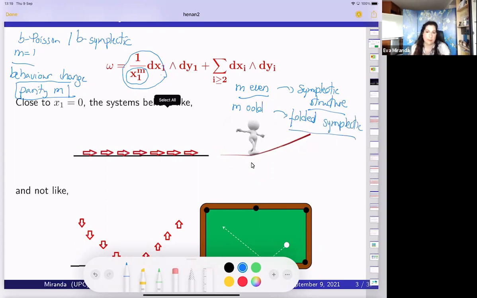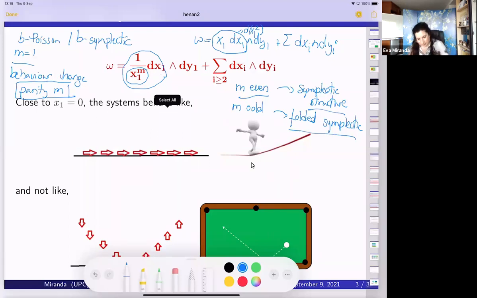This word appeared in my first class, and this means that omega is of this type. I can write this as a differential form of this type plus higher order terms. I also need to be dealing with even dimensional manifolds. This is the same. And observe that in this case, I'm very tempted to look at this as the differential of x1 squared. Okay, and this is why this is called fold, because this is like the image of this is that it has a fold.